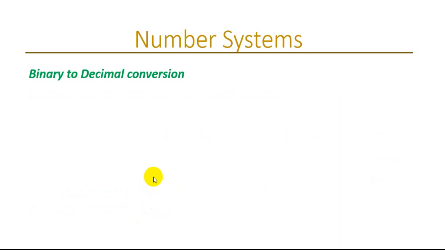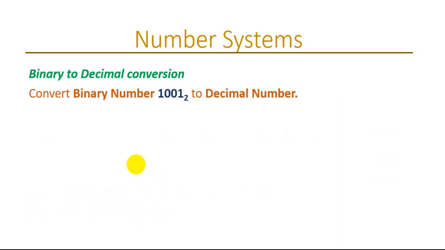Right. Now we are going to do a conversion the other way around. Earlier, the previous examples were converting a decimal number to binary. So now we are going to take a binary number and convert it into decimal. So let's look at an example.